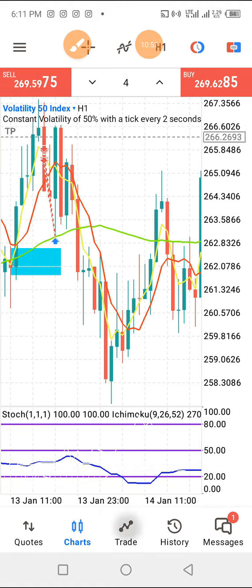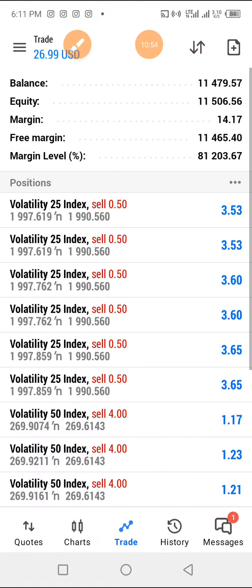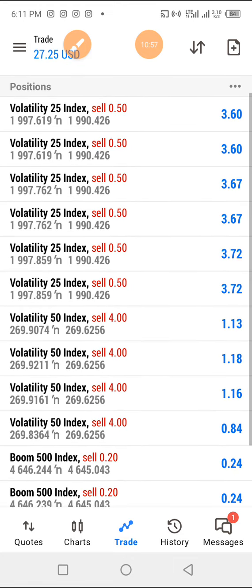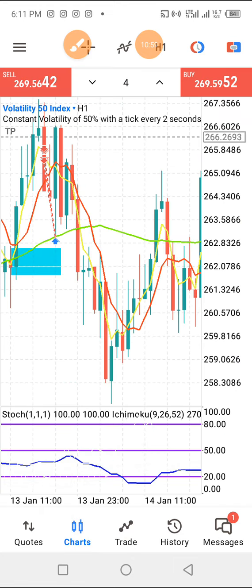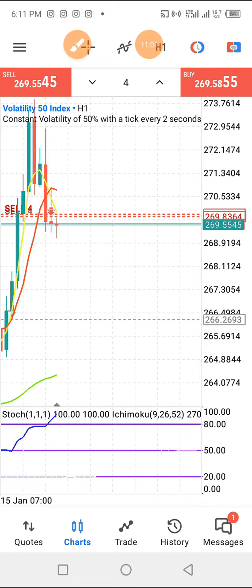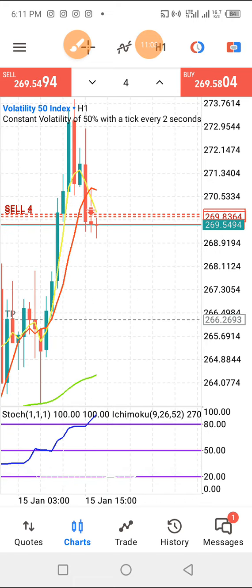You can see we have Boom 500, Volatility 25. So it doesn't matter. The main thing is understanding how to use it. That is why I'm always telling you to watch where the level is.